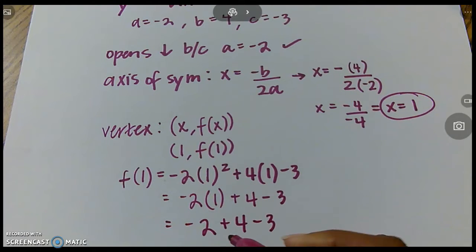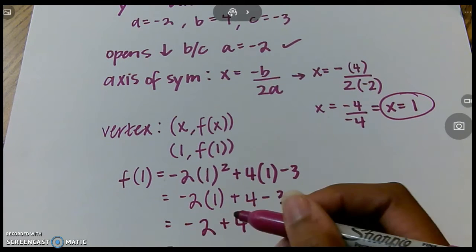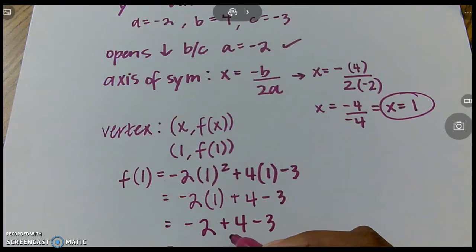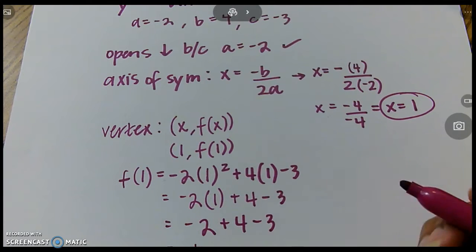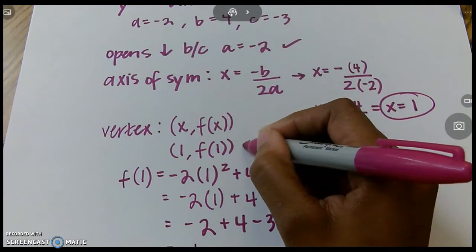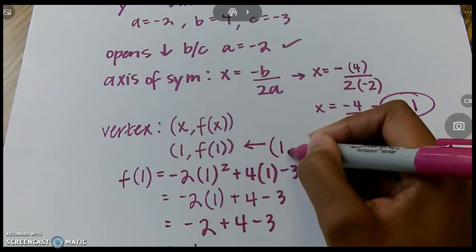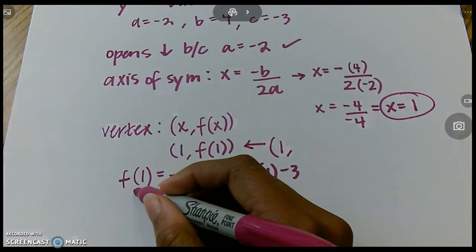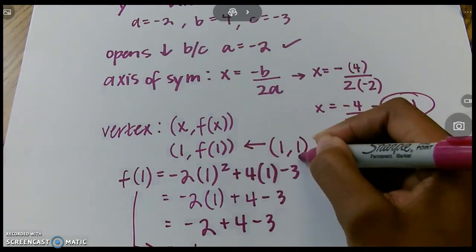If you use your calculator, you'll find out that negative 2 plus 4 is a positive 2. And 2 minus 3 equals negative 1. So your vertex is now going to be 1, comma, which your f of 1 is negative 1, so 1, comma, negative 1.